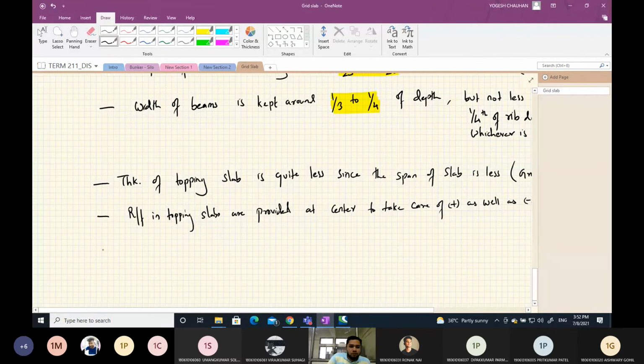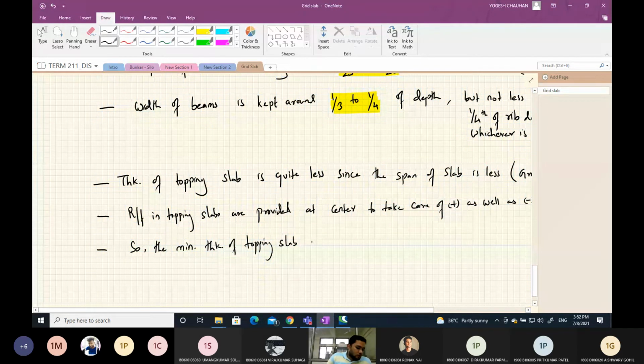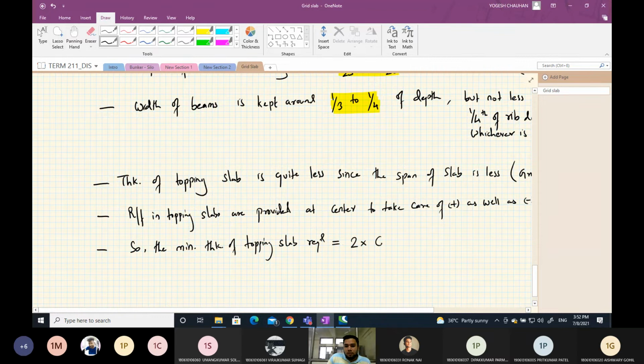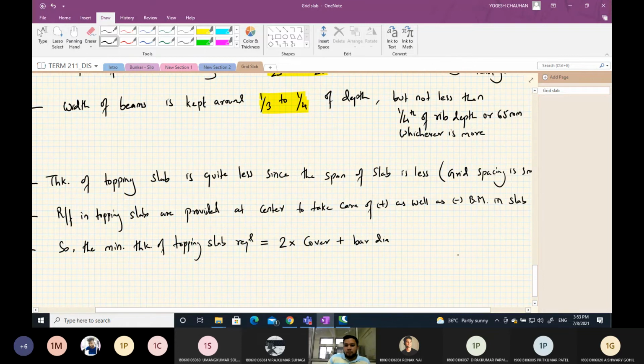So the minimum thickness of the topping slab required should be equal to 2 times cover plus bar diameter, because if this is the slab and if this is the reinforcement provided at the center, you require cover on both sides plus the bar diameter.